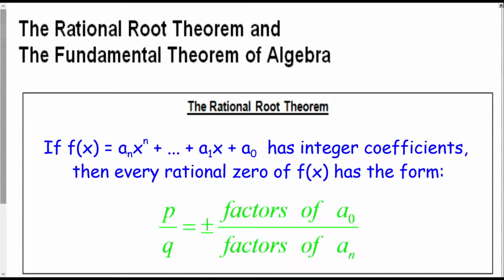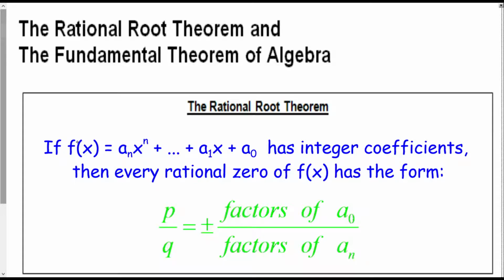A sub n just means the leading coefficient. X raised to the n is just the degree of that polynomial function, okay? So we have the first term, we got maybe some other terms, then we go down to a linear term, and a sub 0 is just a constant. So this is literally just a generic way to express any old polynomial function.